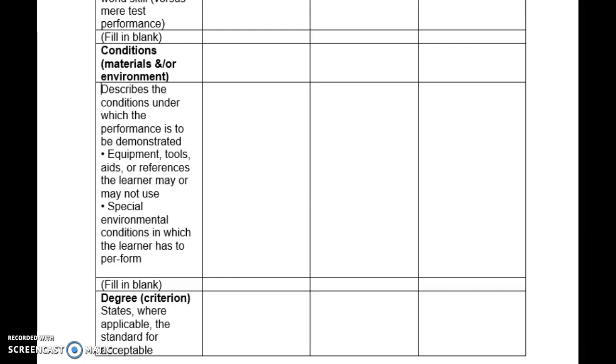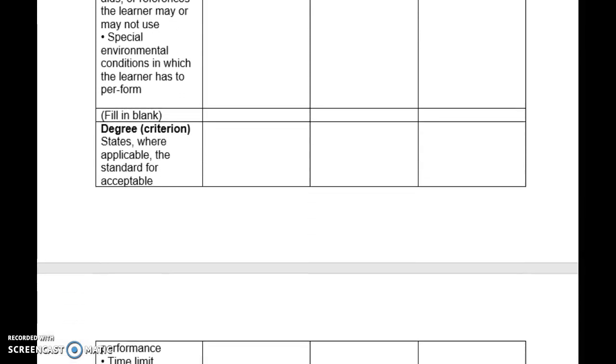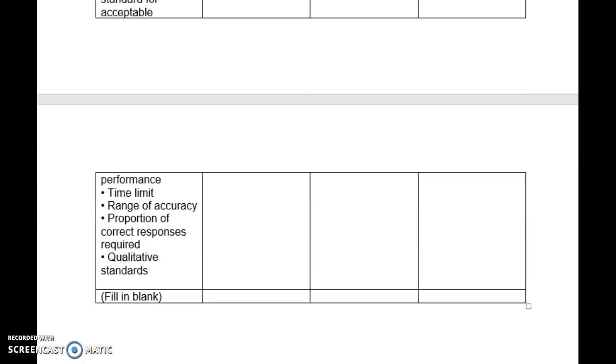And then finally, your D is the degree, that criterion that tells where applicable the standard that you are looking for an acceptable performance. Do they have a specific time limit? Is there a range of accuracy that you're looking for? Do they have a proportion of correct responses that are required for them to be successful, and any other qualitative standards that you would use? So that's the checklist. Just make sure that your ABCD objectives follow that.